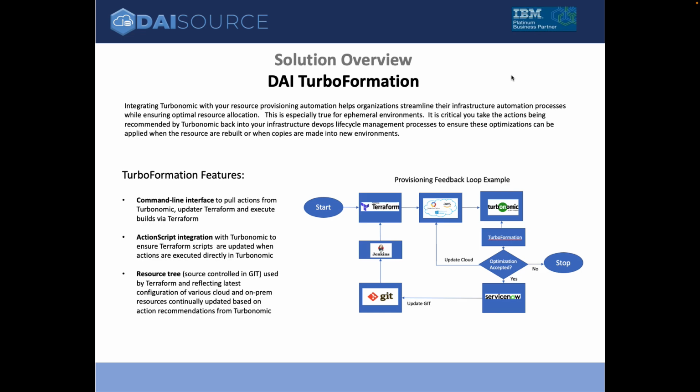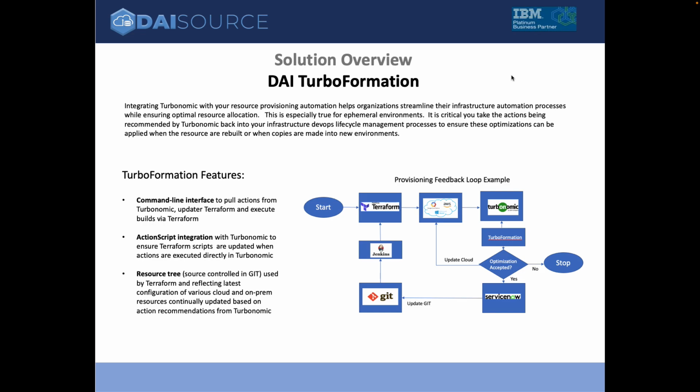So today I want to focus in on a particular software solution within the IBM automation portfolio, within the AI Ops family. It's called Turbonomic. In particular, DAI has written an extension to Turbonomic, and it's called TurboFormation. I will not go into great detail on what Turbonomic does. This video assumes that you're familiar with Turbonomic. We're going to go into technical detail, including a demo of what TurboFormation does within Turbonomic.